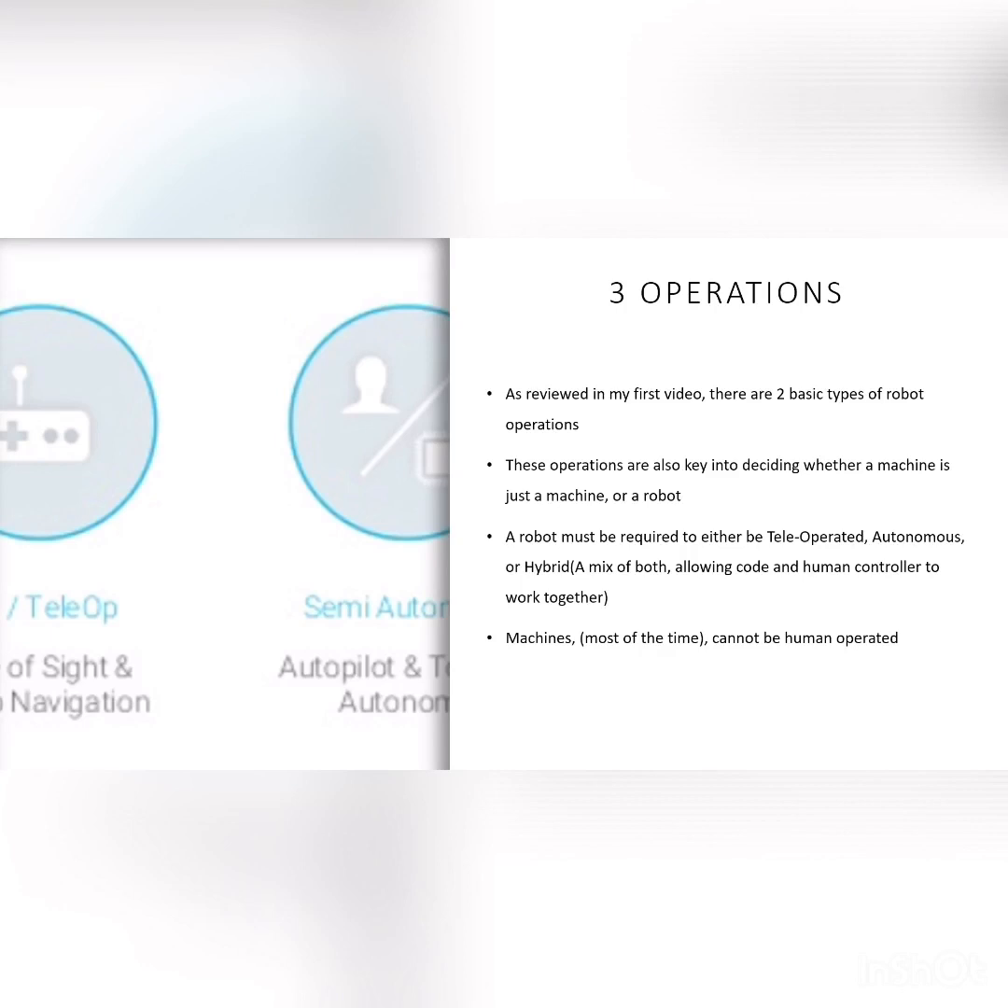And now, the three basic robot operations. As reviewed in my first video, there are two basic types of robot operations, but these robot operations are also key in deciding whether a machine is just a machine or actually a robot. A robot must be either teleoperated, autonomous, or hybrid, which is basically a mix of both, allowing code and human controllers to work together. Machines, most of the time, cannot be human operated.